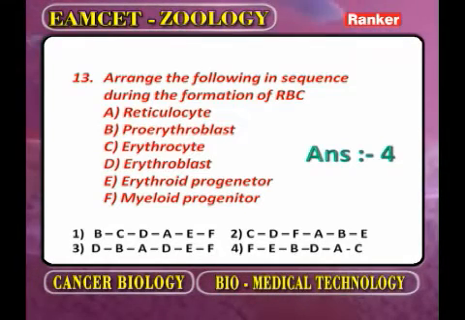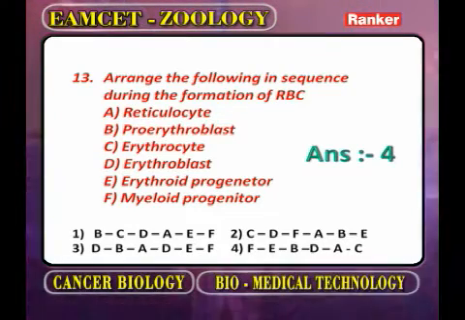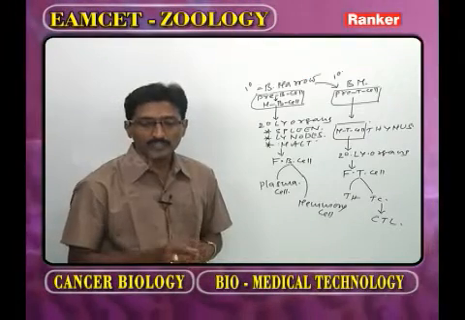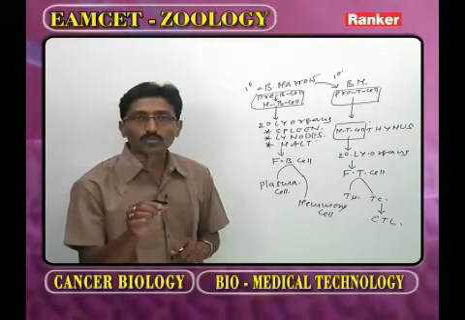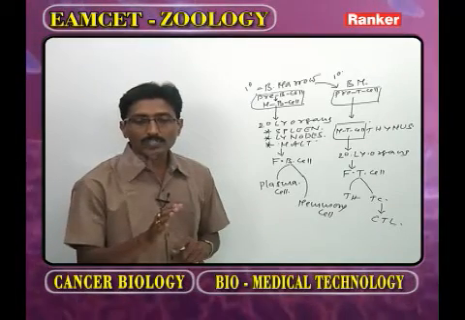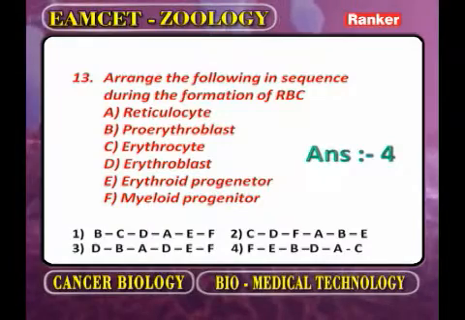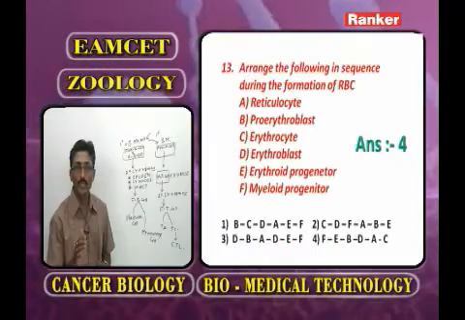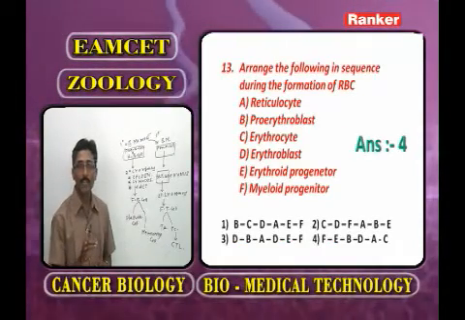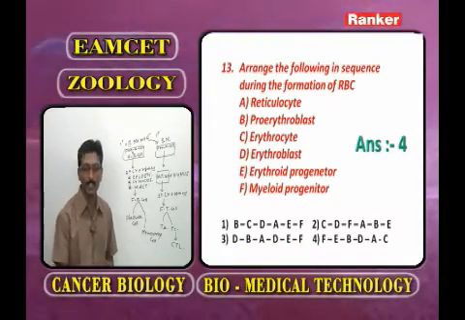First, myeloid progenitor. That gives rise to erythroid progenitor. That gives rise to proerythroblast. That gives rise to erythroblast. That gives rise to reticulocyte. Finally, we are getting the functional RBC or functional erythrocyte.